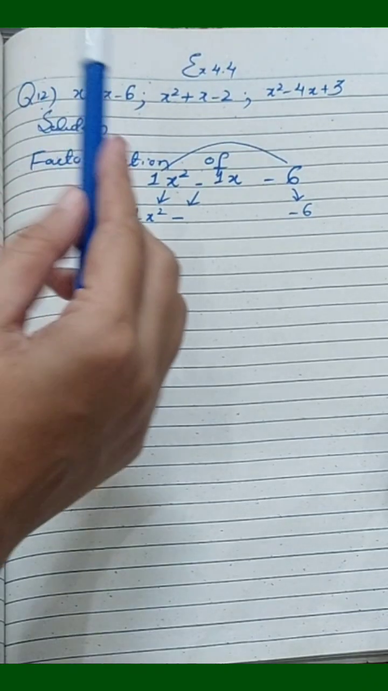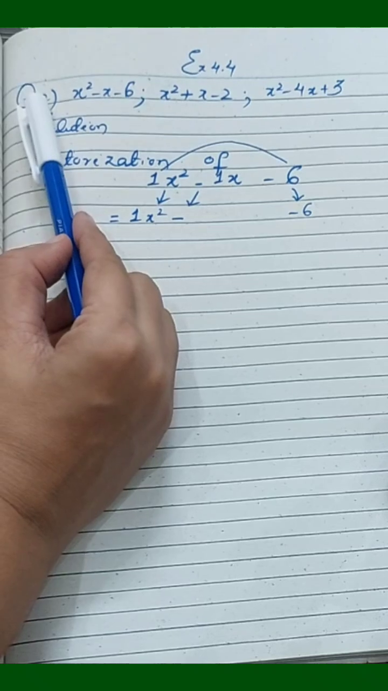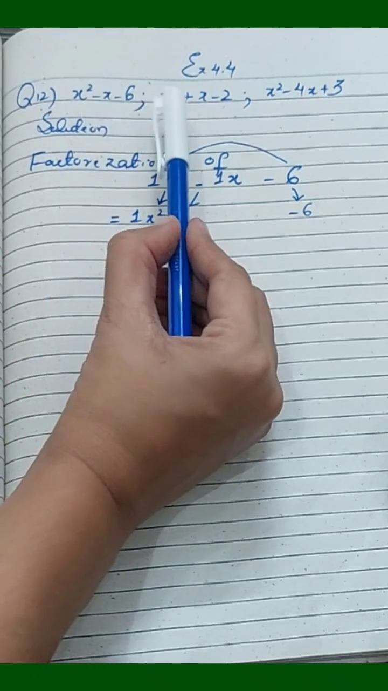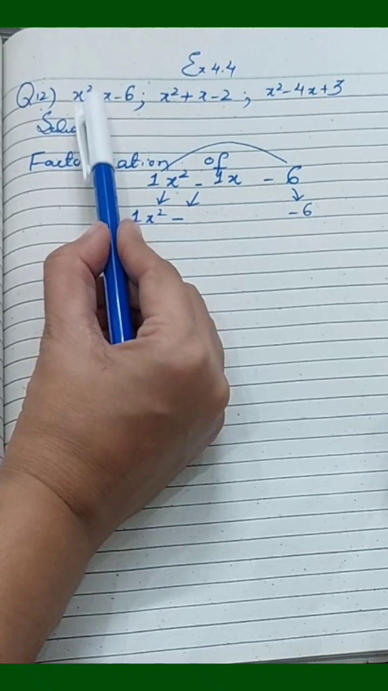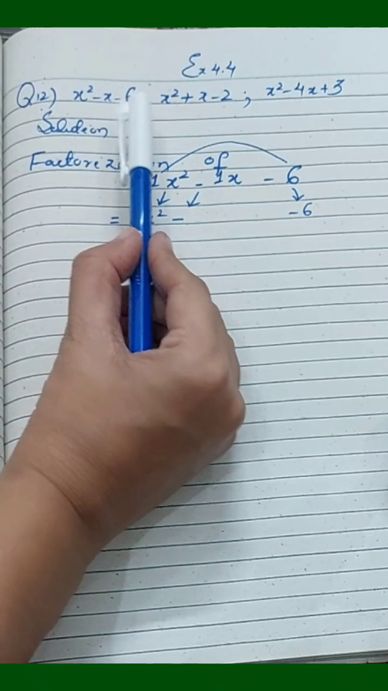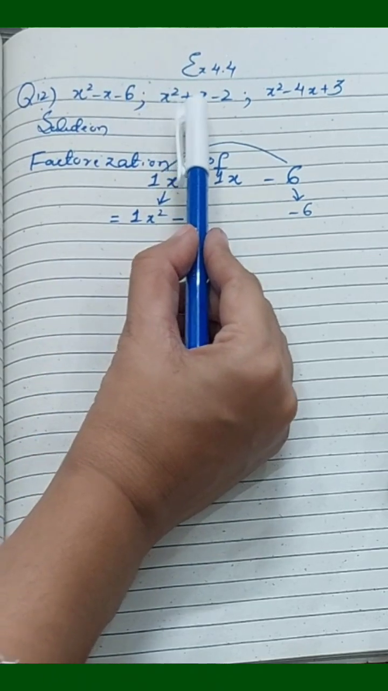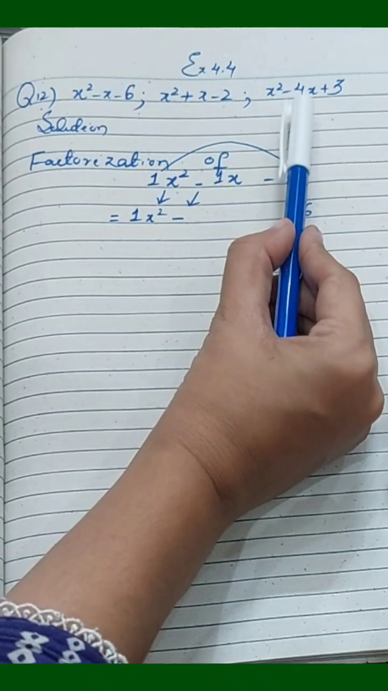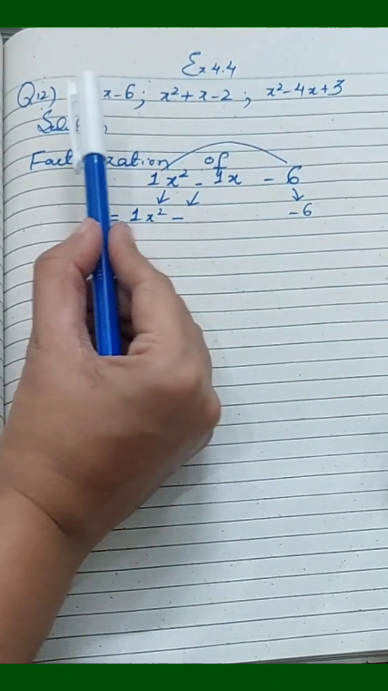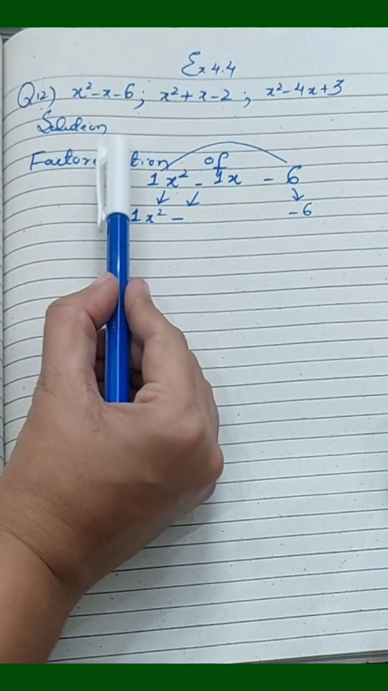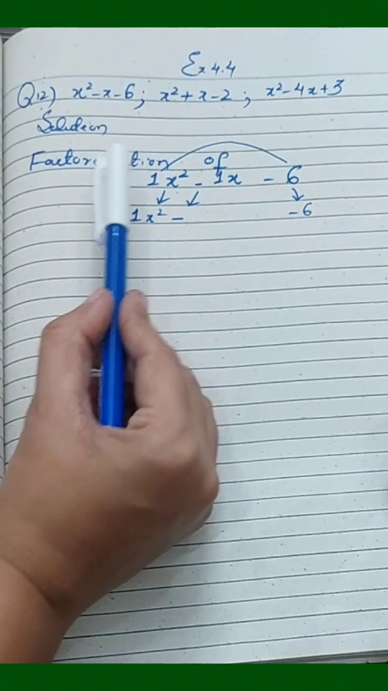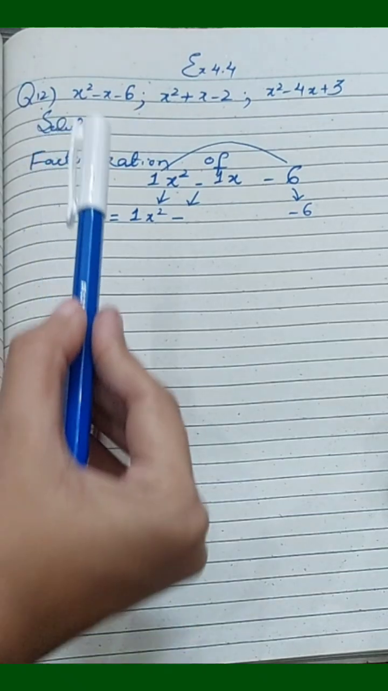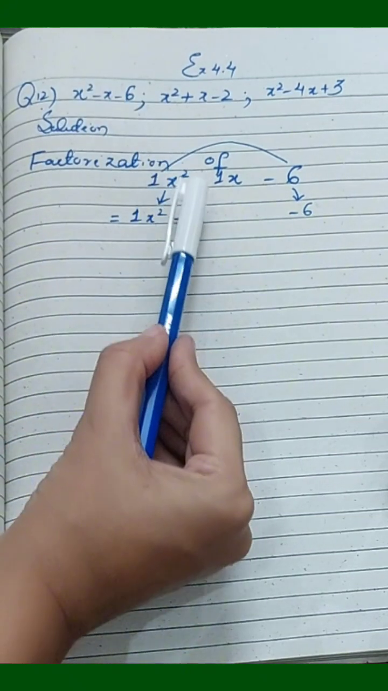Today we will do exercise number 4.4, question number 12. You can see in this question here are three expressions. First expression is x square minus x minus 6, second expression is x square plus x minus 2, and the third expression is x square minus 4x plus 3. First of all, we will take the first expression and then factorize. So we will find factorization of x square minus x minus 6.